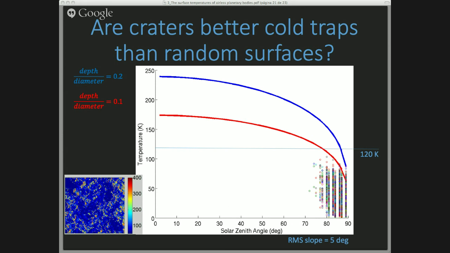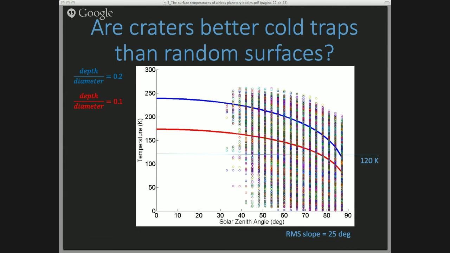So cold traps actually appear at very low incidence angles. And that's because every facet sees much more sky than other facets, right? It sees fewer other emitting facets and more sky, so it's generally colder than the crater that reflects the energy so well.